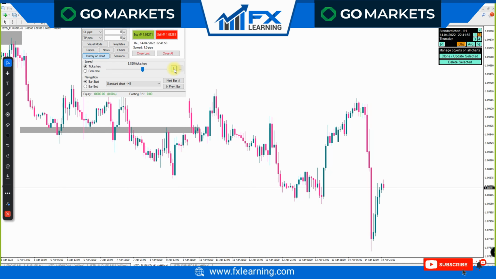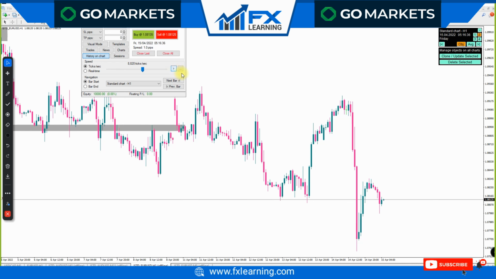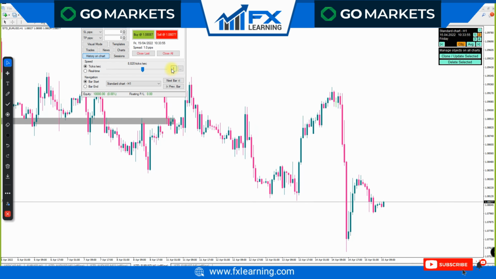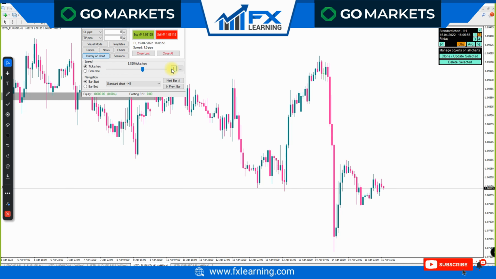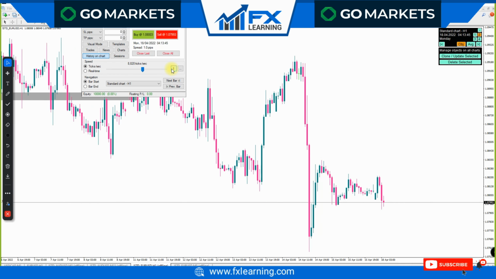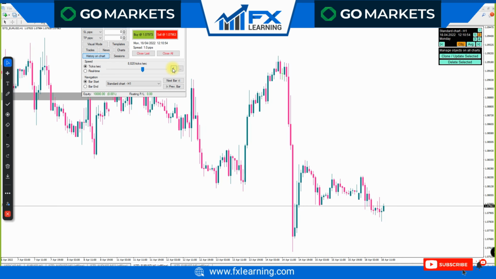At the minute, we've got no confirmation of a trend. So as you can see, price is going sideways. We're just messing about. I'm going to try and see if I can speed this up so we can get some setups to take, which would be great.